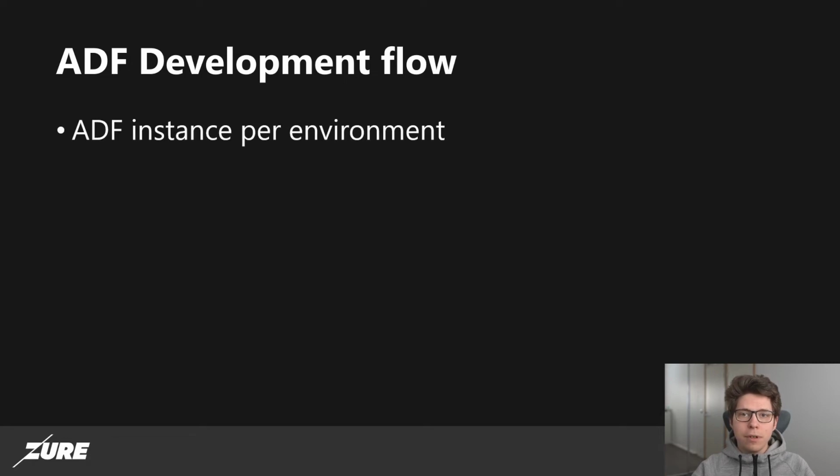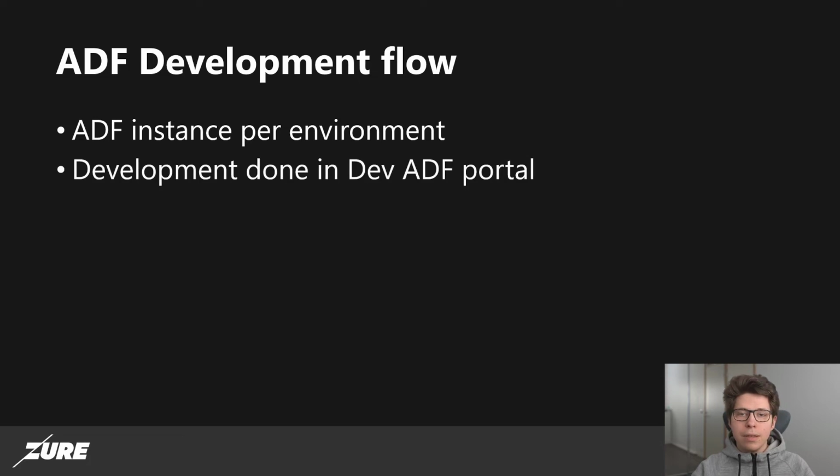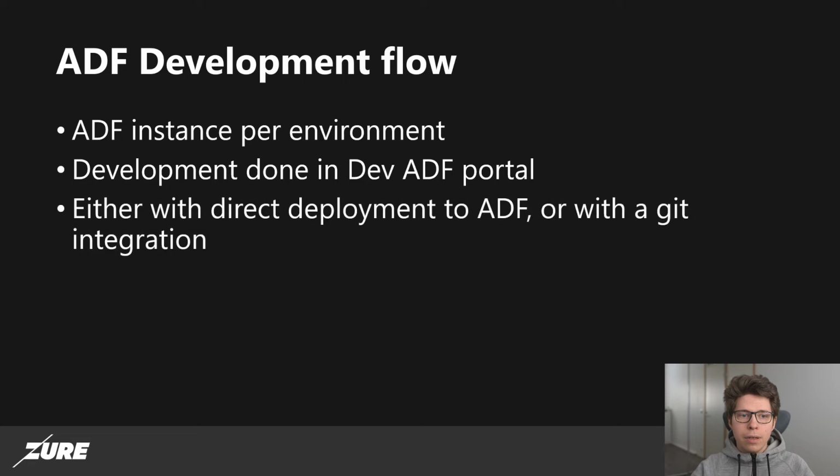Basically, first of all, we want to have an ADF instance per environment. So one for development, one for test, and so on. Development is always done in the developer portal in Azure Data Factory, which I will show you soon. The development can be done with either direct deployment or with Git integration, but let's be real here, Git integration is the way to go. I should probably even delete the direct deployment capability here.